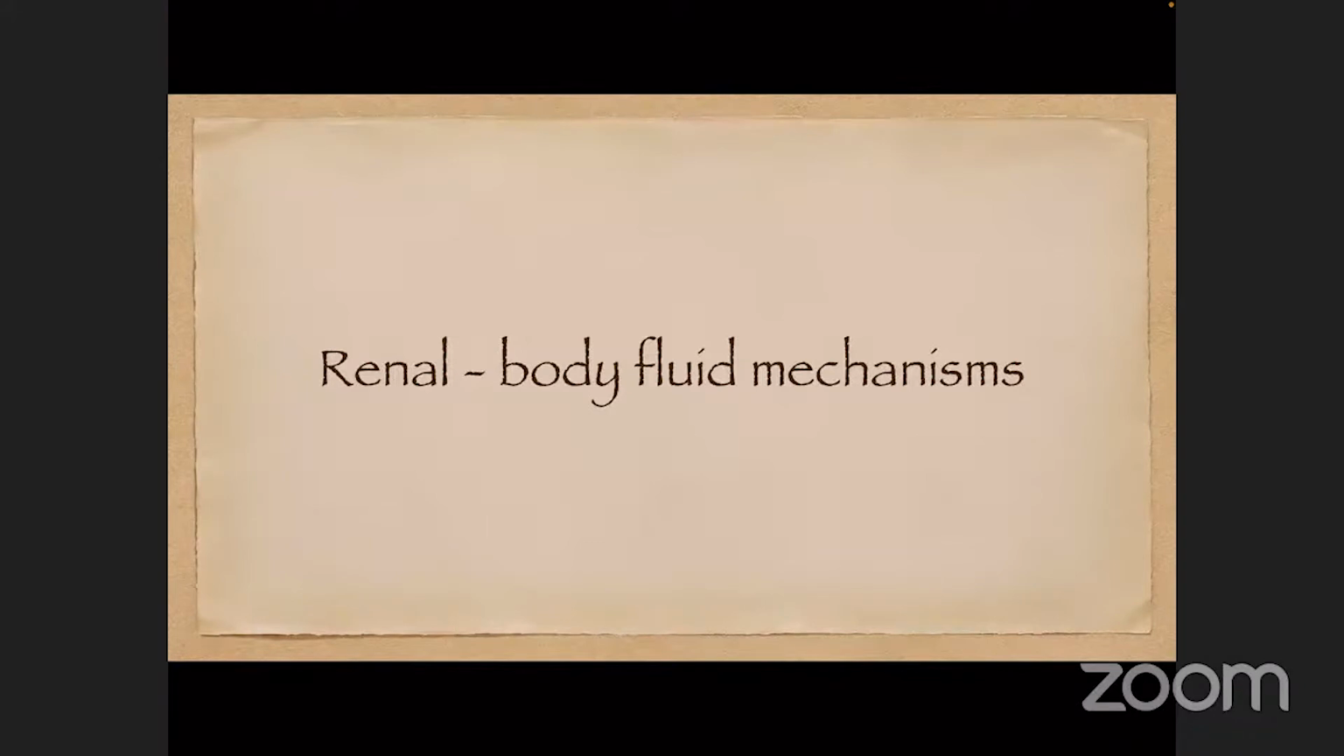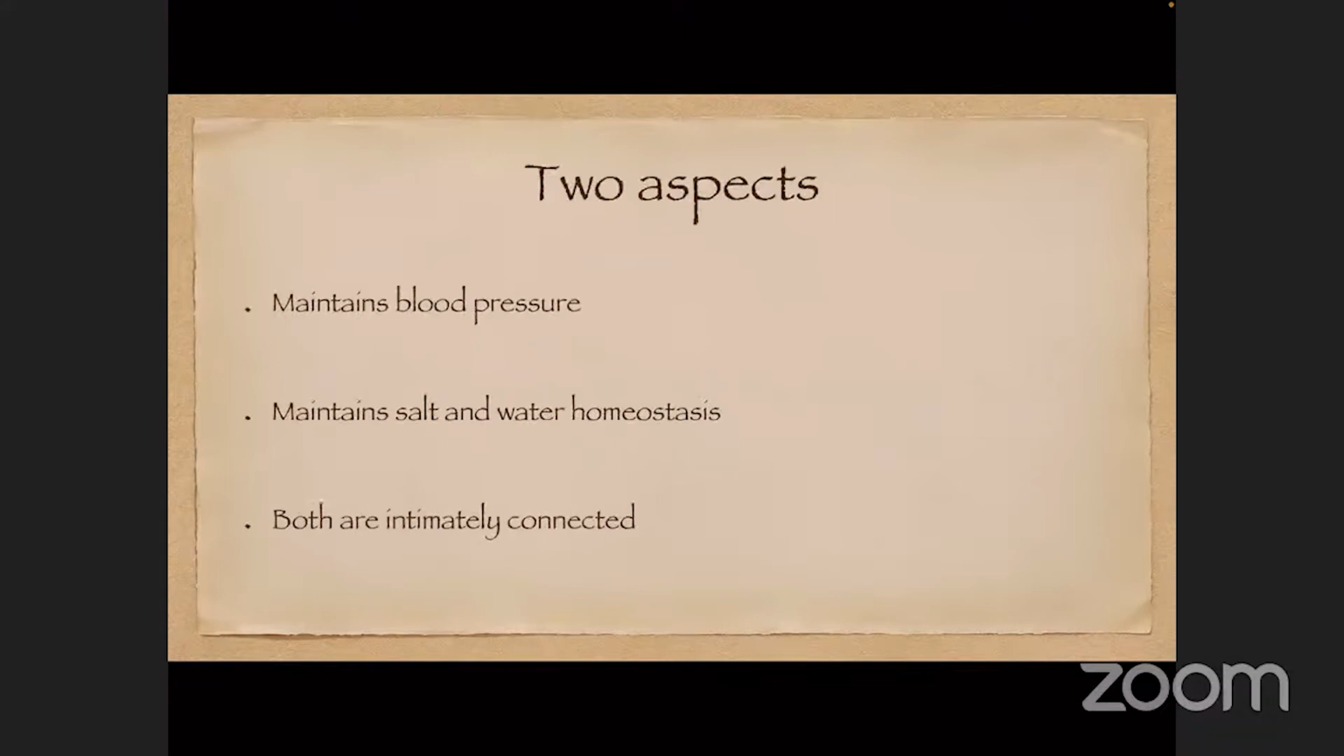There are two aspects when you talk about renal and body fluid interactions. One is it works towards maintaining the blood pressure. The other one is it is closely involved in maintaining the salt and water homeostasis. And these two things are intimately connected. Very often, if the sodium intake is high, then what will happen? The kidney will excrete more sodium. So that natriuresis will also help in bringing the blood pressure down to normal or maintaining the blood pressure.